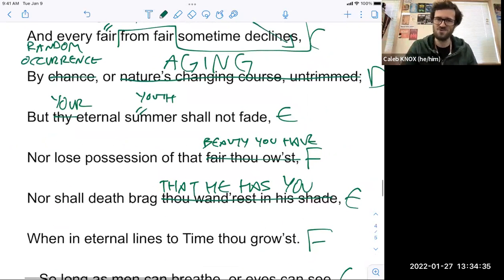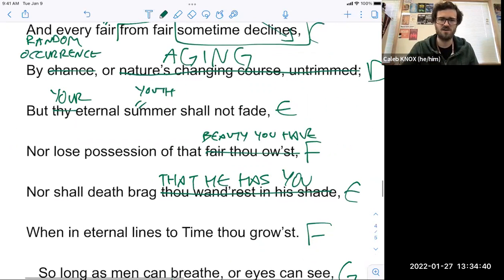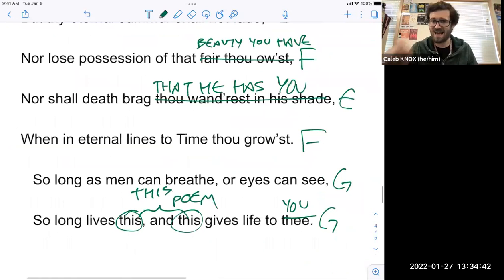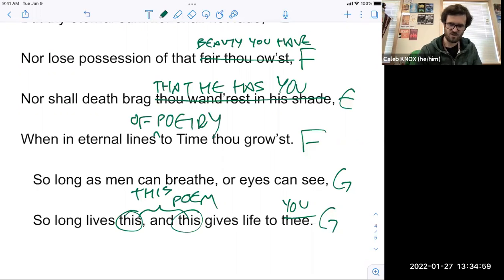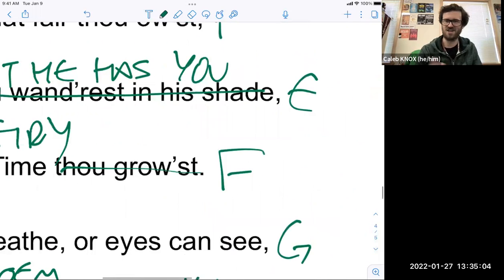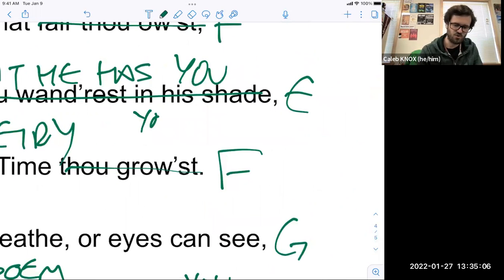But your eternal youth shall not fade, nor lose possession of the beauty you have. Nor will death be able to brag that he has you when in eternal lines to time thou growest. Now we know that when we're talking about eternal lines, we're talking about eternal lines of poetry. And when we say thou growest, right? Obviously she's not getting taller, but your reputation grows.